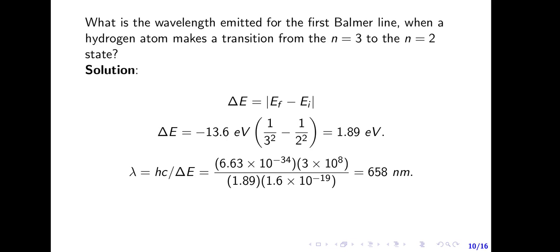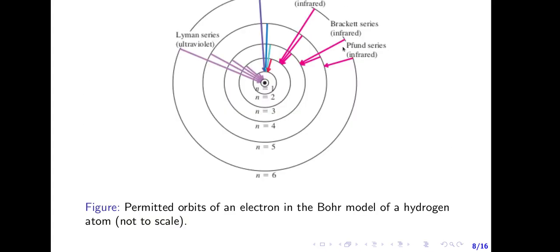Okay, so let's take a look at this simple problem. The question says, what is the wavelength that is emitted for the first Balmer line when a hydrogen atom makes a transition from the n equals 3 to the n equals 2? So transition from n equals 3 to n equals 2. That is the Balmer series. So it means the wavelength we will get will be between the visible light spectrum and the ultraviolet.